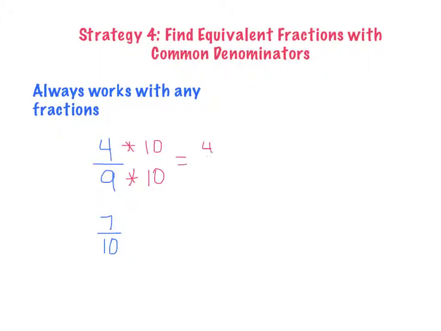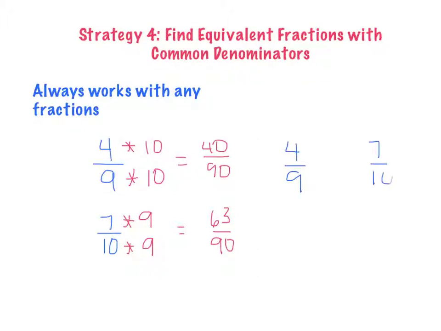That equals 40/90. And then I'll do the same thing with 7/10, except this time I'm going to multiply by 9, and I'll multiply 7 by 9. And then I get 63/90. From here, I can easily see that 63/90 is bigger than 40/90. So going back to the original fractions, 4/9 and 7/10, I can see that 4/9 is less than 7/10.